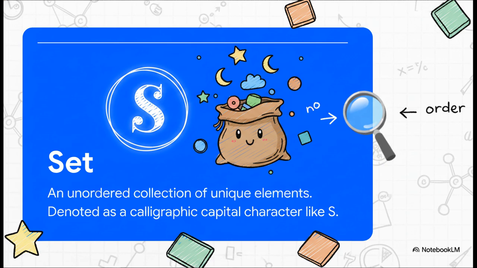But what if we just have a bunch of unique items, and honestly, we don't care about the order at all? That is called a set. A set is simply an unordered collection of unique elements. We usually denote a set with a fancy calligraphic capital letter like an S. It's kind of like a bag of unique items. It really doesn't matter what order you pull things out of the bag because it's still the exact same bag.